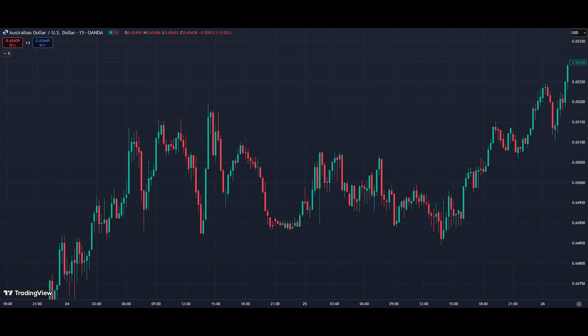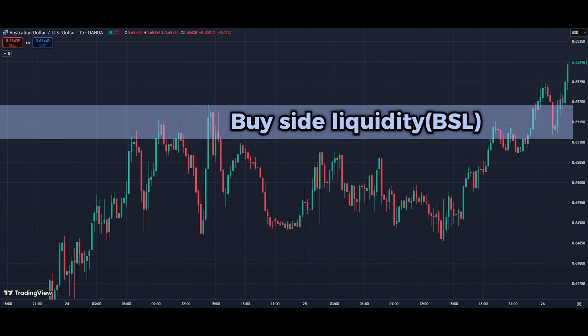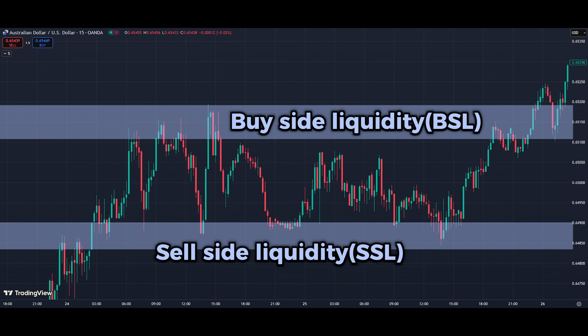Buy-side liquidity, BSL, and sell-side liquidity, SSL. Buy-side liquidity is a level where sellers have their stop losses, and vice versa. Sell-side liquidity is a level where buyers have their stop losses. Also, these levels are usually marked by the previous day, week, or month high and low.